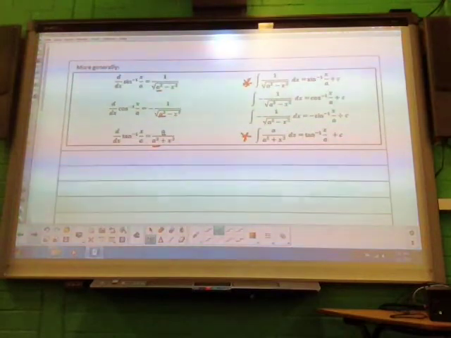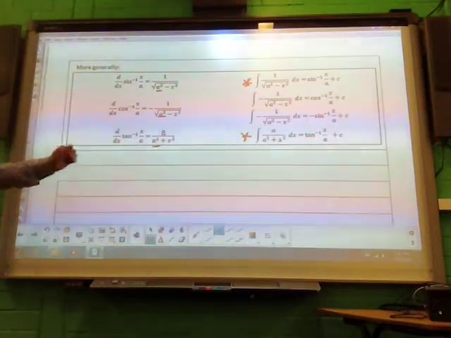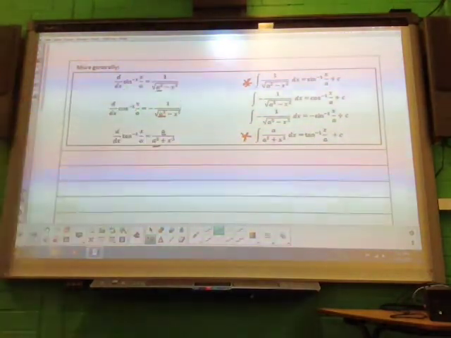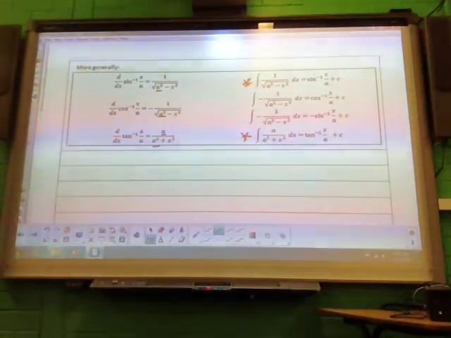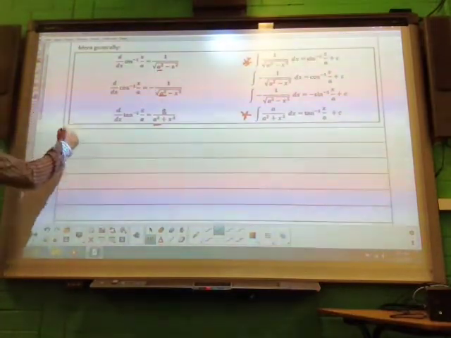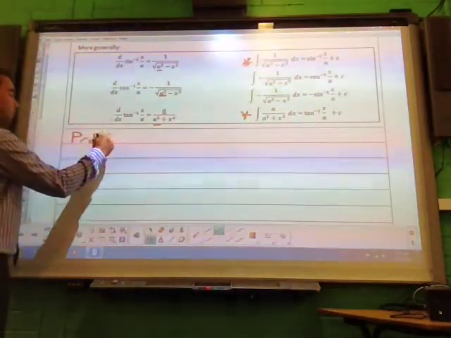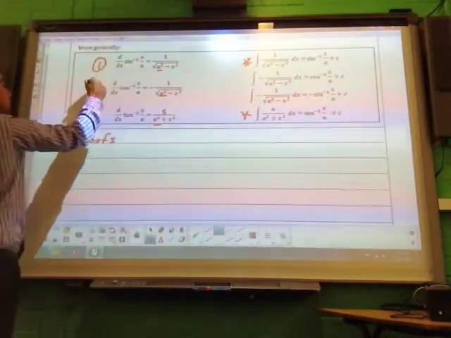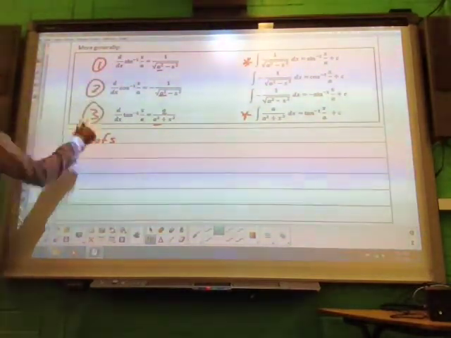So that's the result. When you integrate each of these three things, you're going to get back your sine, cos and tan, etc. Right, so let's have a look at some proofs. 1, 2, and 3.